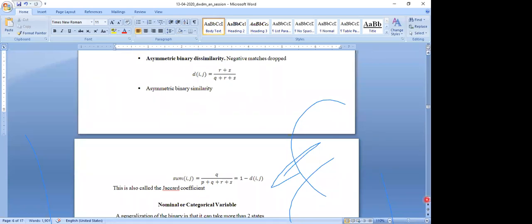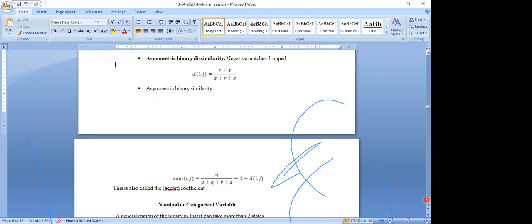Again, in the asymmetric binary similarity function, they have given the formula Q divided by (Q plus R plus S). This is called the Jaccard coefficient. This is for your binary variables. These are some of the distance formulas they have given in order to solve the distance function.